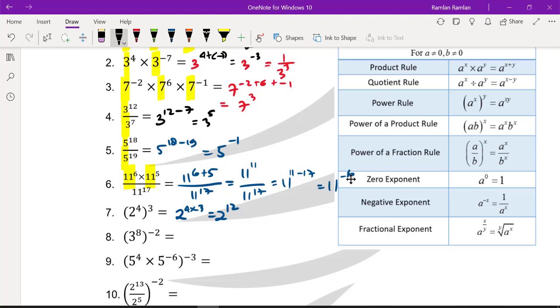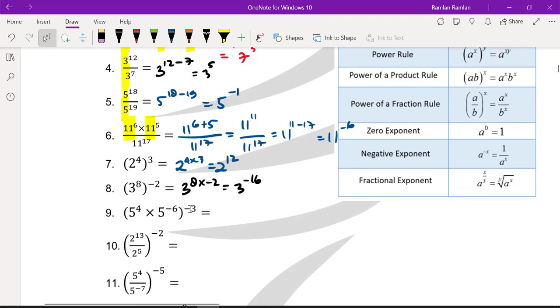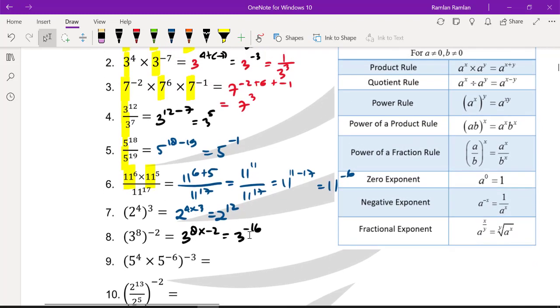Okay, so the same thing with number 8, right? So we have a power and then another power outside the bracket. That will be just 3 to the power of 8 times negative 2, which is 3 to the power of negative 16.